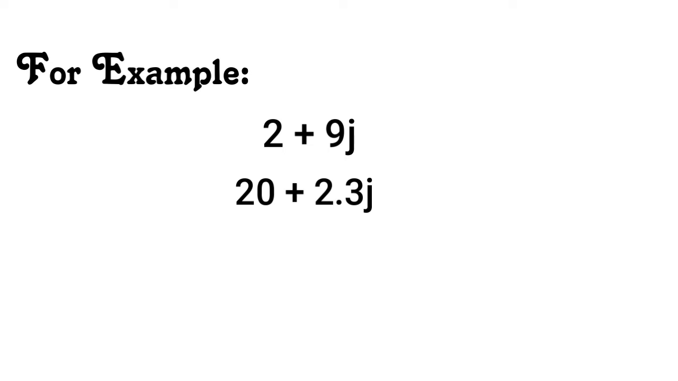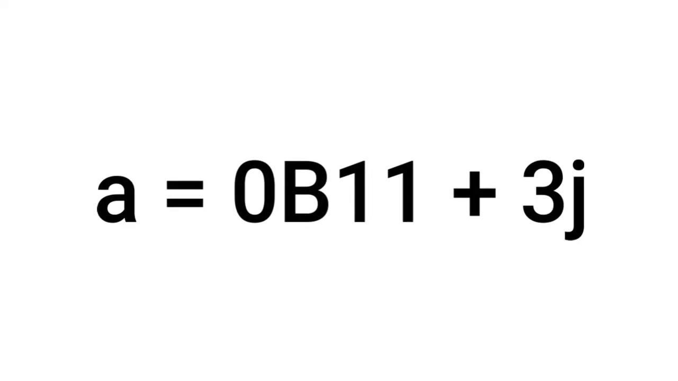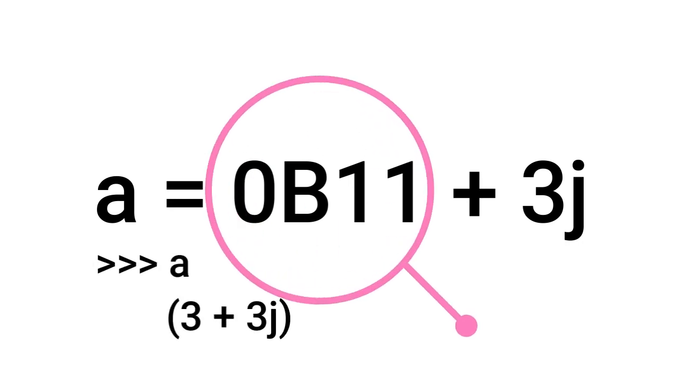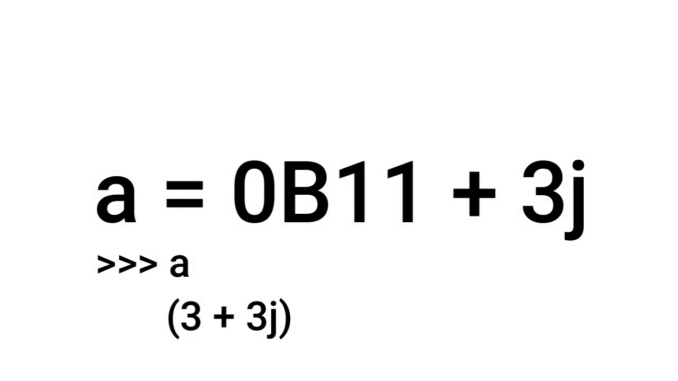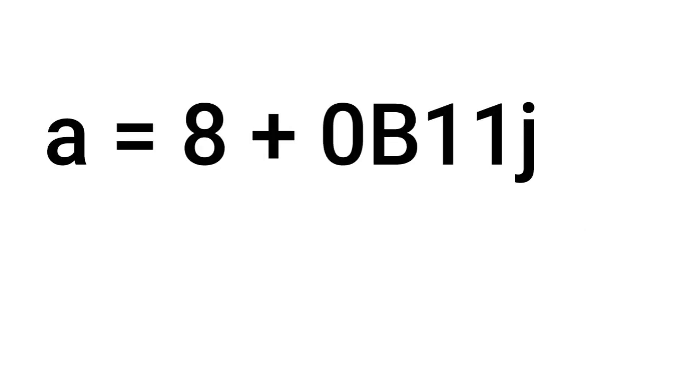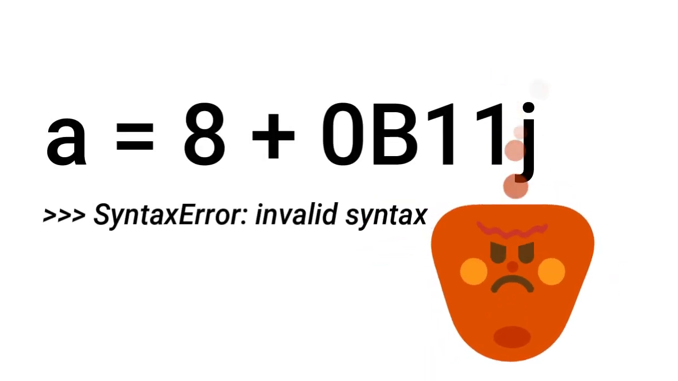For example, 2 plus 9j, 20 plus 2.3j, 3.2 plus 6.5j. In the real part, if we use integer value, then we can specify that either by octal, binary, decimal, or hexadecimal form. But imaginary part should be only decimal form.